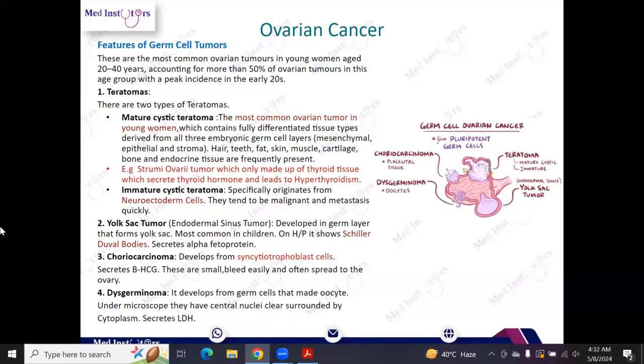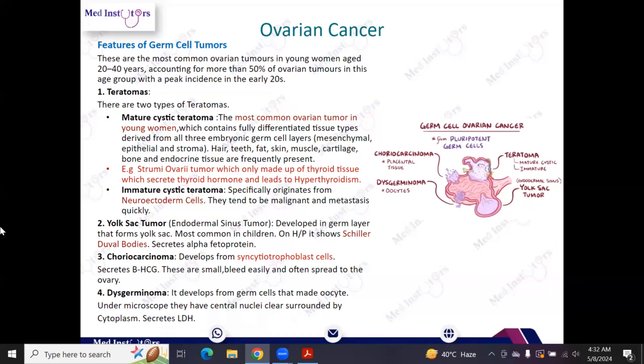The next type we have is the yolk sac tumor, which is also known as endodermal sinus tumor. It develops from the germ layer which forms the yolk sac, and it is most common in children. What is the key feature? On histopathological findings, there may be Schiller-Duval bodies. And another positive finding is that the alpha-fetoprotein would be raised in case of yolk sac tumor. So am I clear so far? Okay, sure, I can repeat.